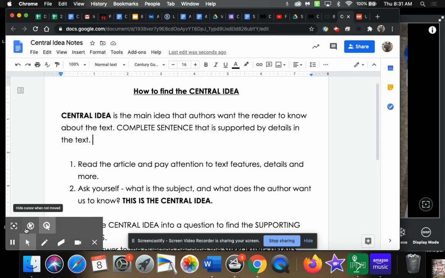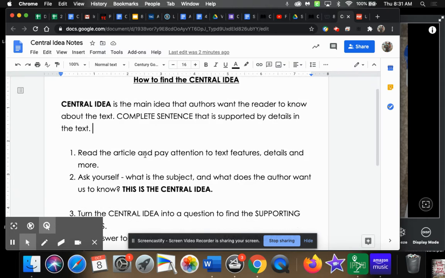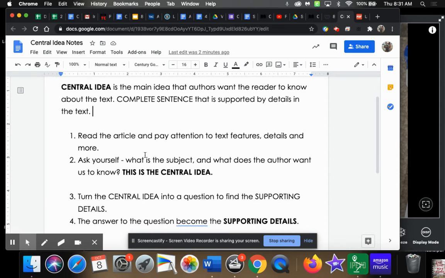Okay, so there are some steps to find central idea and supporting details. These steps were in that video that you just watched. Again, if you didn't write them all down, that is fine, but these are just things to remind yourself as you're trying to figure out, okay, what is the central idea? So the first thing you're going to do is read the article, and you got to look at the text features, the headings, the subheadings, the pictures, the captions, all of that. Look at everything that is included in the article, not just the text. Look at all the details.